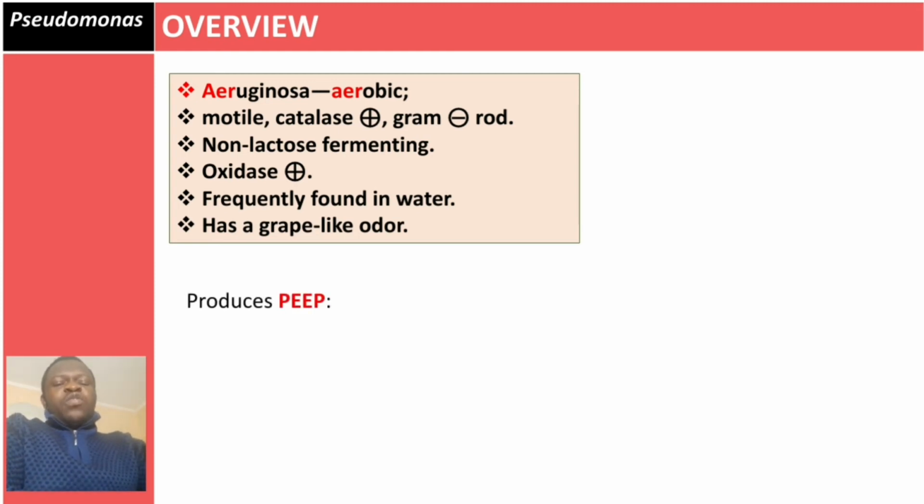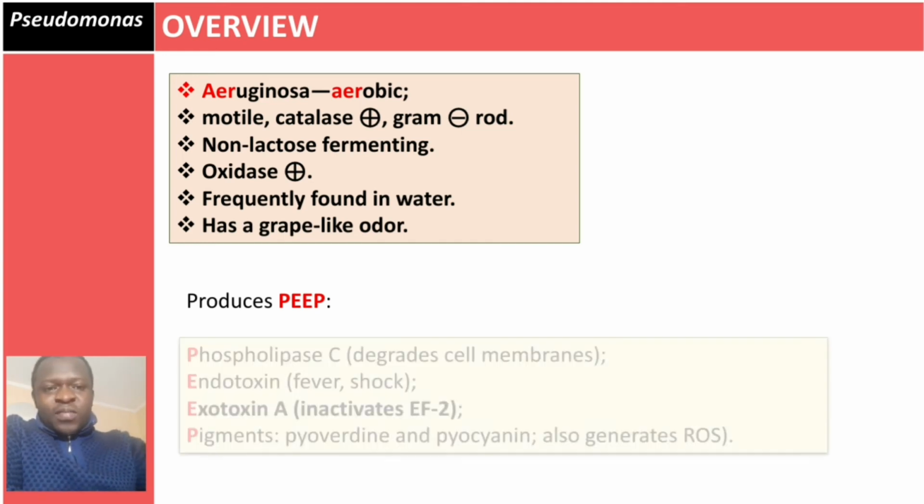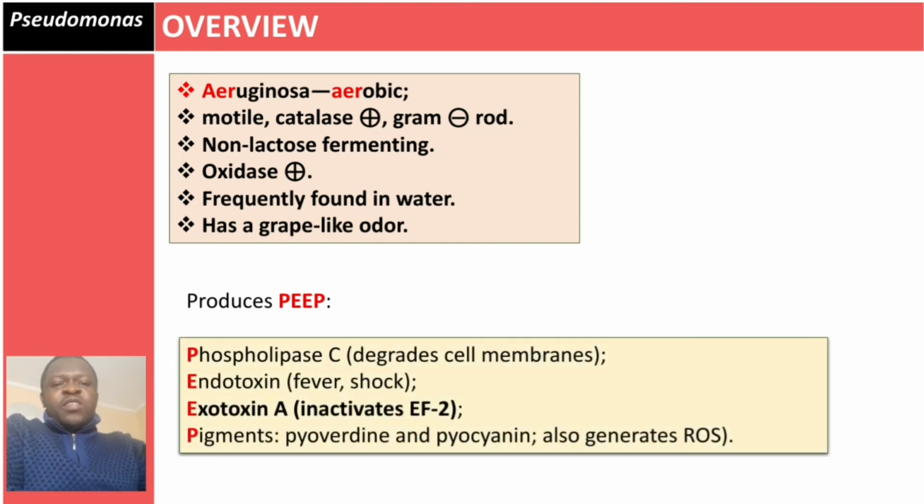This bacteria also produces PEEP, right? So PEEP is going to be a combination of virulence factors and a pigment. So let's see. The first virulence factor is actually phospholipase C. Phospholipase C is an enzyme that degrades the cell membranes. The next one, endotoxin. Endotoxin will be responsible for fever and shock. Exotoxin A inactivates elongation factor 2, and the pigments, if you remember the pigments, pyoverdin and pyocyanin, right?